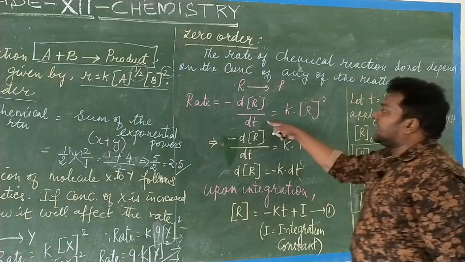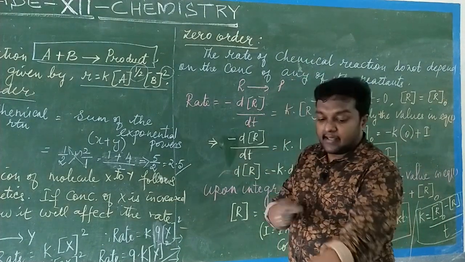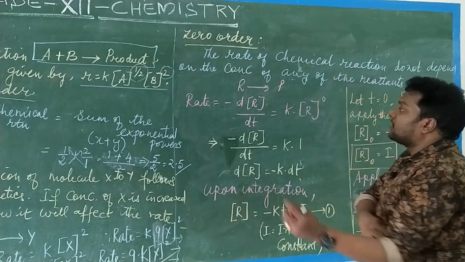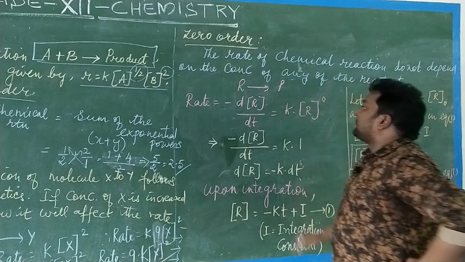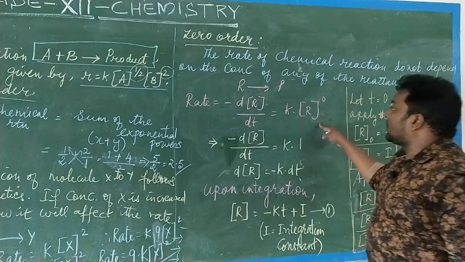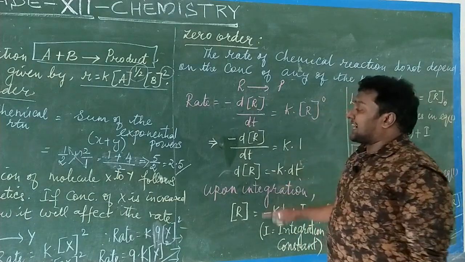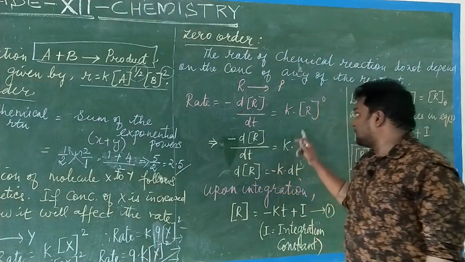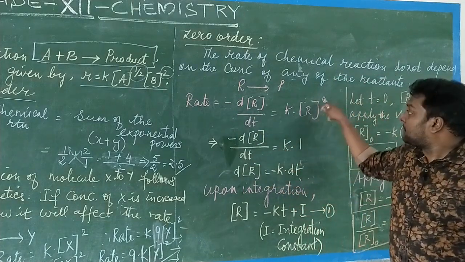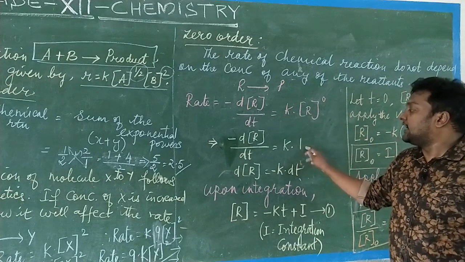For this I write the rate expression, which I already explained in the first class. Rate is equal to minus d into concentration of R divided by dt, equal to K into concentration of R naught. In the second step, minus d into concentration of R divided by dt is equal to K into anything to the power 0, which is equal to 1. So K into 1 is written.